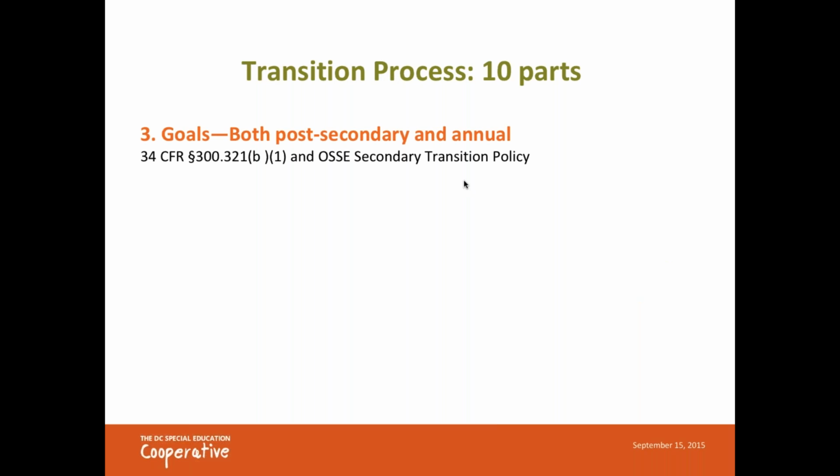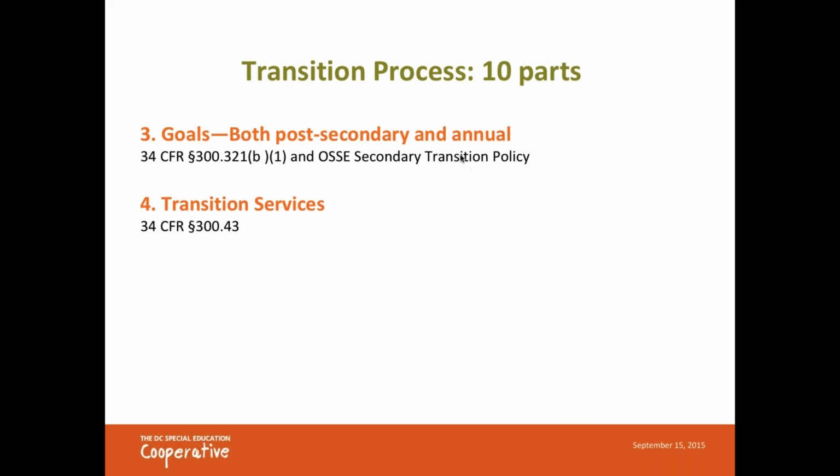There are both post-secondary goals and measurable annual goals. Post-secondary goals describe what the student wants to do after high school. Annual goals describe what the student will do within the IEP year to make progress on their post-secondary goal. More information on writing compliant goals is given in different webinars, and I'll provide you with my email at the end, so please reach out if you need more assistance in that.